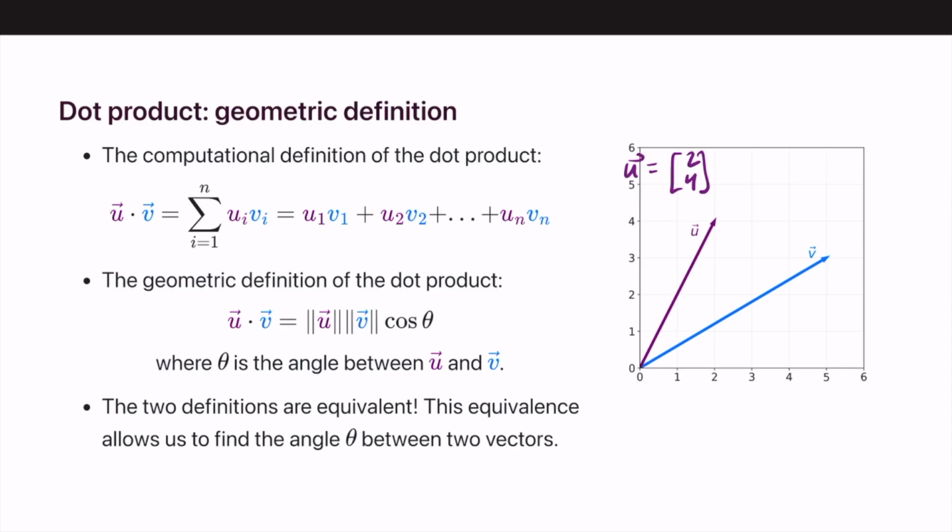And then for vector v, we have 5 and 3 again. We want to try and find where theta is here. We know that's going to be equal to the inverse cosine of something. So we have to figure out what that is. And we can write this now that we know u and v.